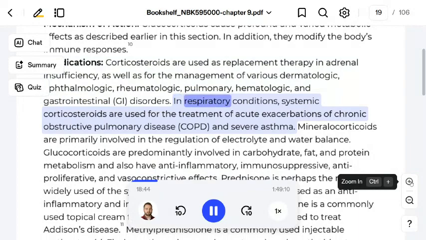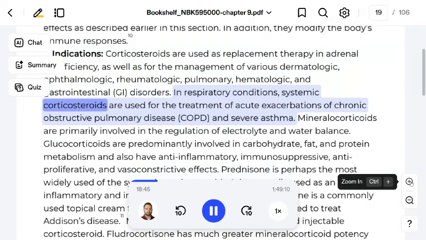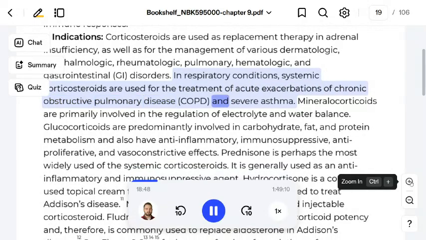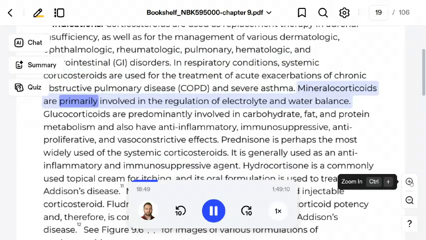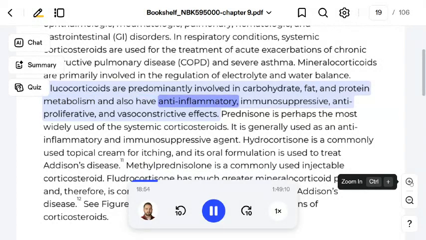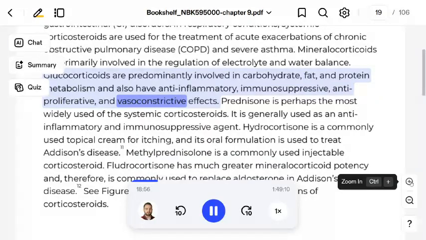In respiratory conditions, systemic corticosteroids are used for the treatment of acute exacerbations of chronic obstructive pulmonary disease and severe asthma. Mineralocorticoids are primarily involved in the regulation of electrolyte and water balance. Glucocorticoids are predominantly involved in carbohydrate, fat, and protein metabolism, and also have anti-inflammatory, immunosuppressive, anti-proliferative, and vasoconstrictive effects.